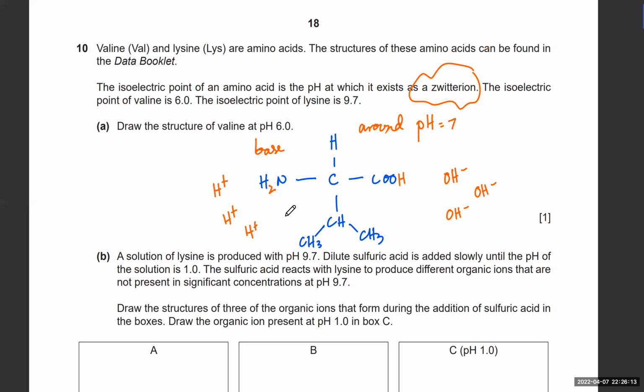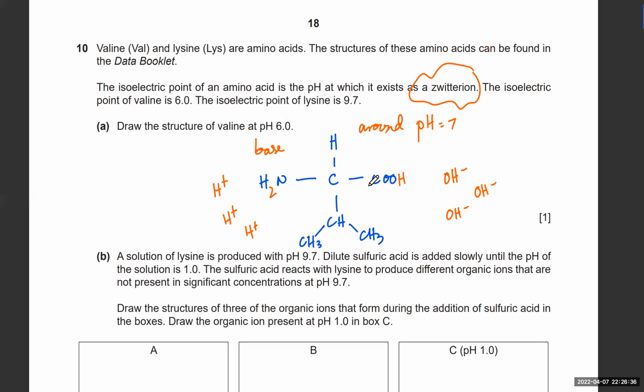In neutral solutions, the amount of H plus 1 and the amount of OH minus ions is equal, right? So in this case, a zwitterion would be possible, where the N over here gains H plus 1 ions and the COOH over here loses H plus 1 ions, right? Is that clear? Yes. So a zwitterion is going to be formed around pH 7, but not exactly at pH 7.